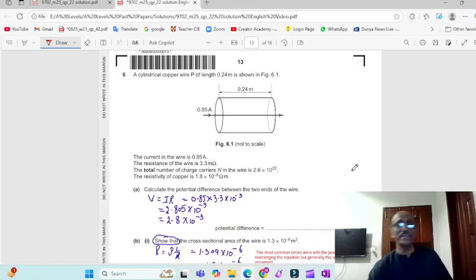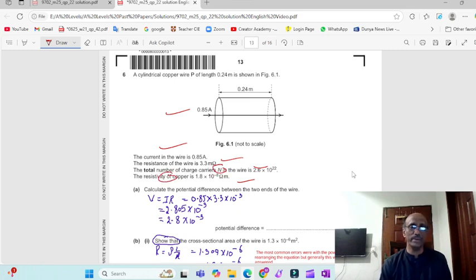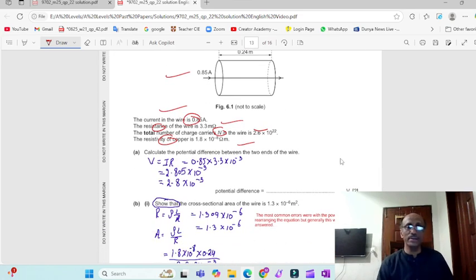Now the next question is related to current electricity. A cylindrical copper wire is given, with data. The total number of particles capital N is given, resistivity is given, resistance is given, current is given, all that data is given. So now what is required? PD or voltage is required. We will apply the formula V = IR. Now the common mistake is the conversion. Millisecond is 10 raised to the power minus 3. So kindly remember the values of all these prefixes. So we will get the answer 2.8 × 10⁻³.